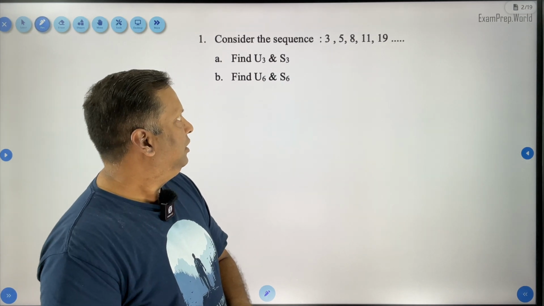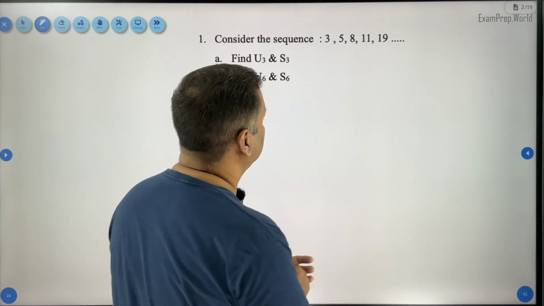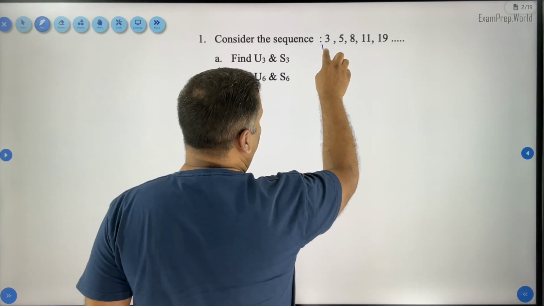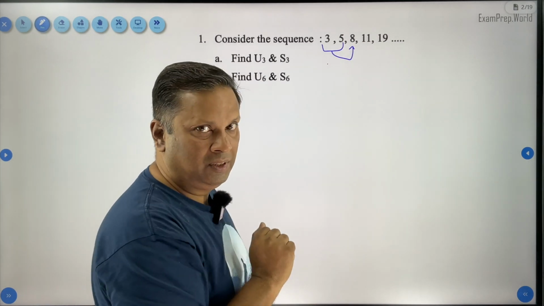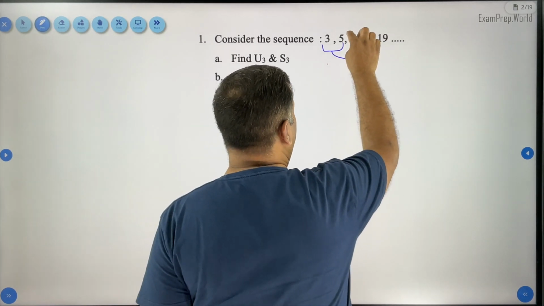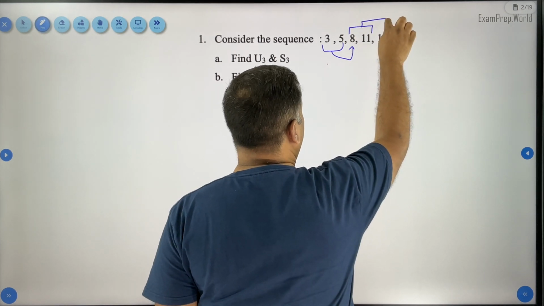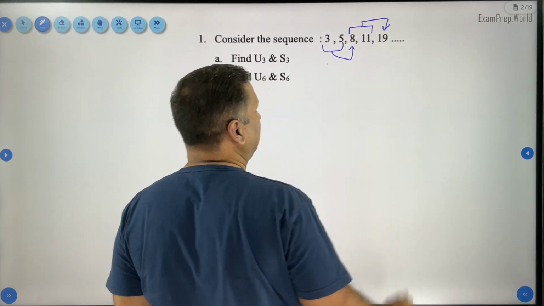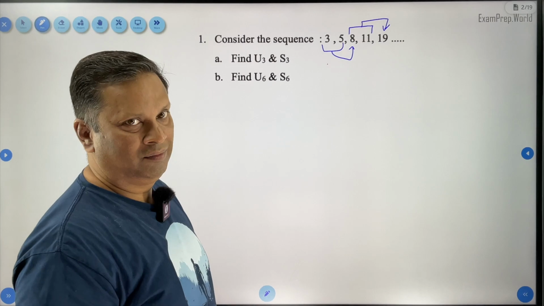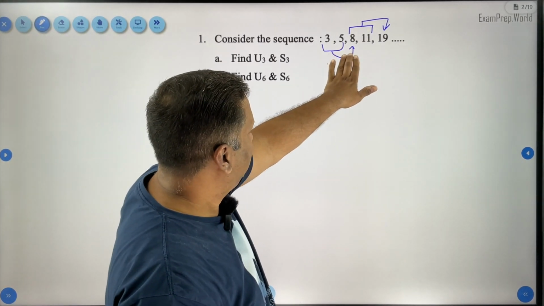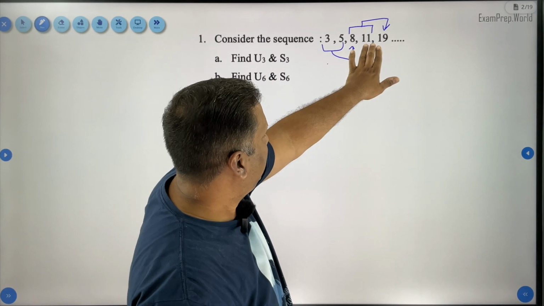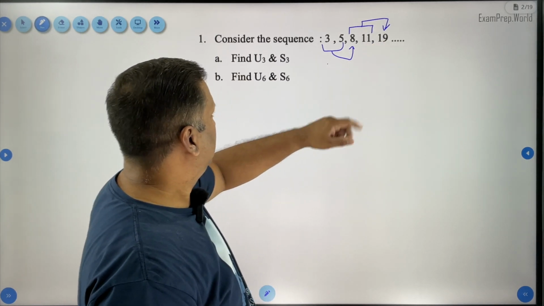See, I am able to see some trend here. 5 plus 3 is how much? 8, correct? Then 8 plus 11 is how much? 19, right? So I see that there is definitely a trend. 3 plus 5 is 8 and 8 plus 11 is 19. So what should I do?